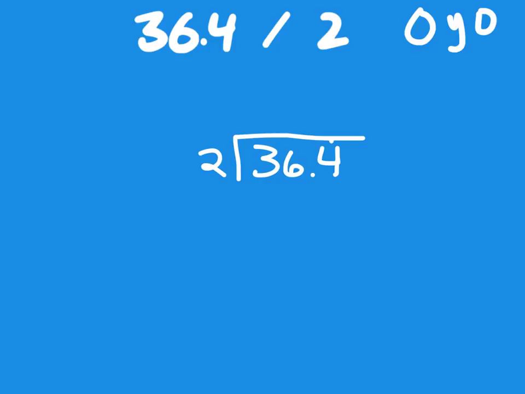Okay, first step, 2 goes into 3 how many times? 1 time. 2 times 1 is 2. Subtract that. 3 minus 2 is 1. Bring down your 6. 2 goes into 16 8 times. 8 times 2 is 16.